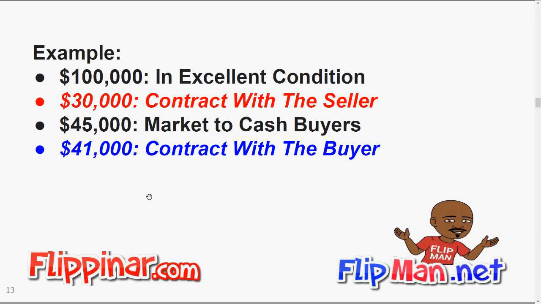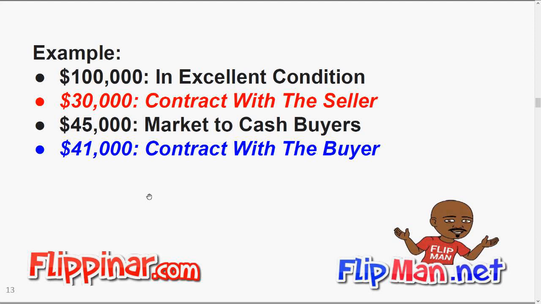So you place that property under contract with the seller for $30,000. Now you will advertise that property, we'll say at $45,000. You market to cash buyers through different methods, even if you didn't have a list of cash buyers, for $45,000. One buyer steps forward and says, after viewing the property, he'll pay you $41,000 and close in a few days. So now you place the property under contract with the buyer, another contract for $41,000. So now you have contract A for $30,000 and contract B for $41,000, which I should have put on the screen, but I'll have that next week.